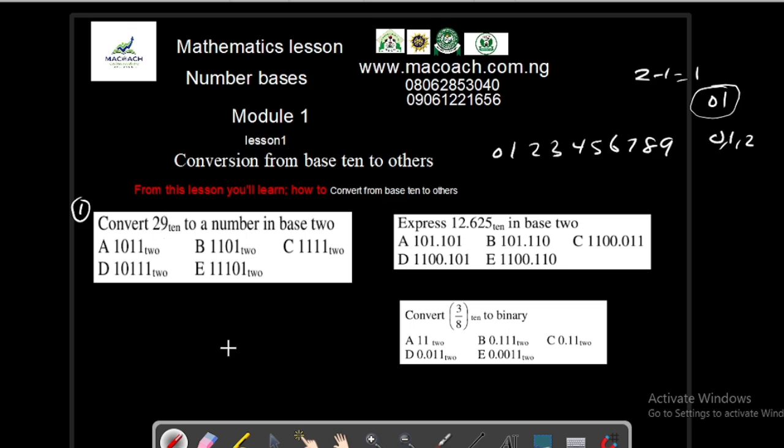The first step is to use the division method. That is the easiest way. Again, we use the division method. Now, how do you use the division method? To use it, we are going to divide 29, which is in base 10, by the given base.